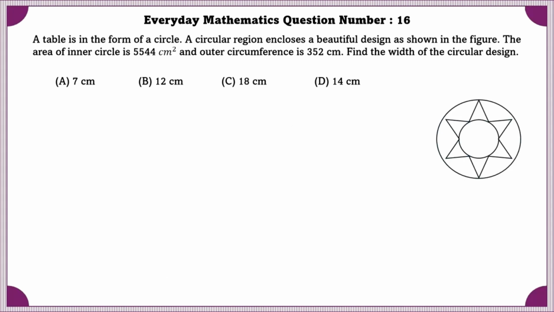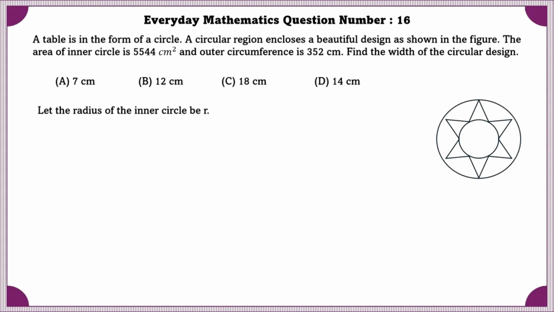Everyday mathematics question number 16. A table is in the form of a circle. A circular region enclosed a beautiful design as shown in the given figure. The area of the inner circle is 5544 centimeter square and the outer circumference is 352 centimeter. Find the width of the circular region.